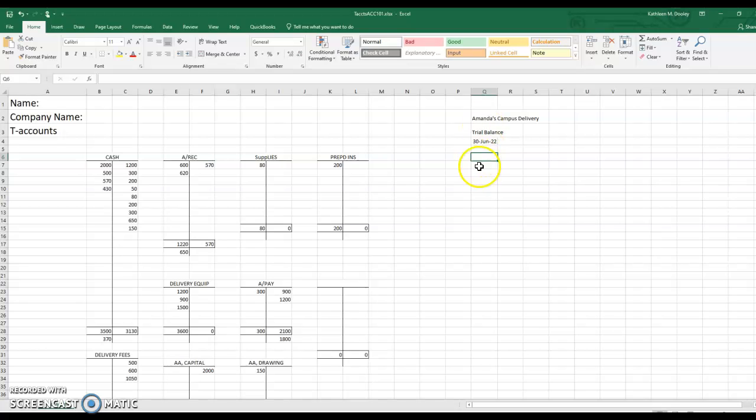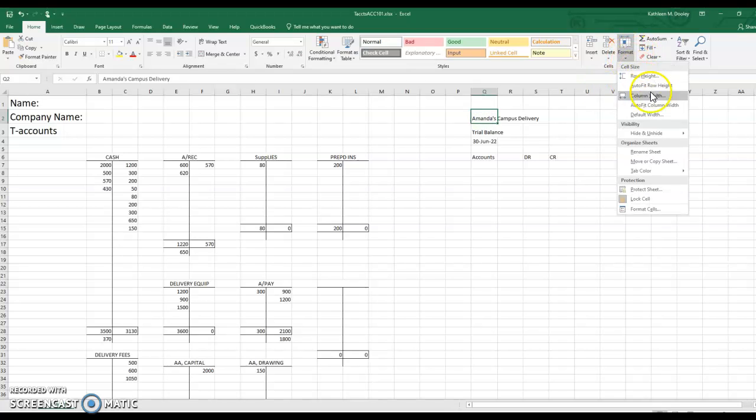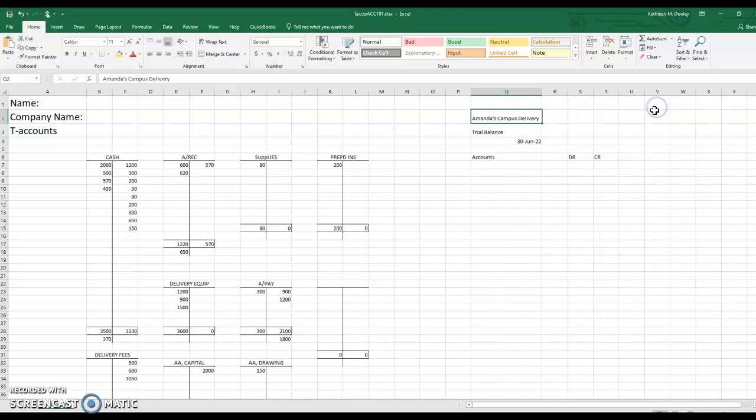Okay, and so now we are going to list out our accounts, and we're going to have a debit balance and a credit balance. Now let's go ahead and auto fit the column width, okay, and that should give us enough room for our accounts.